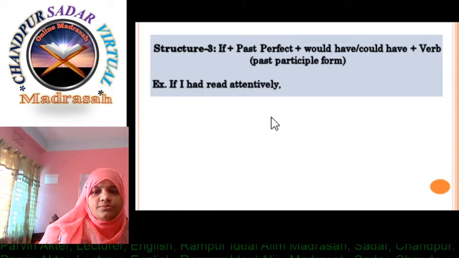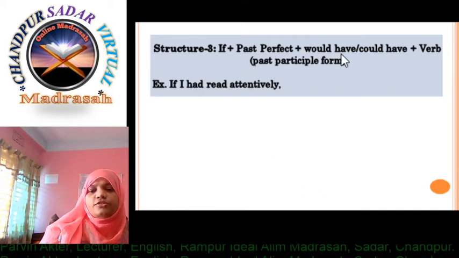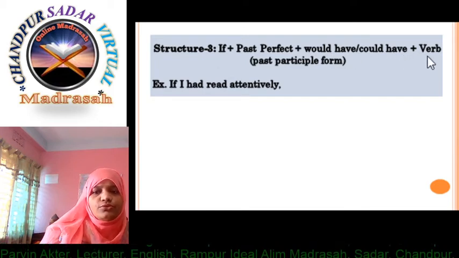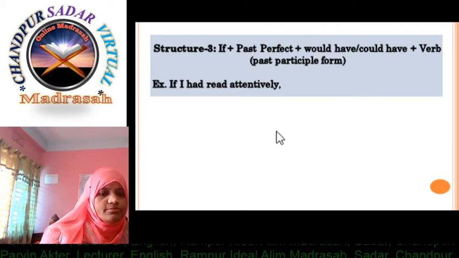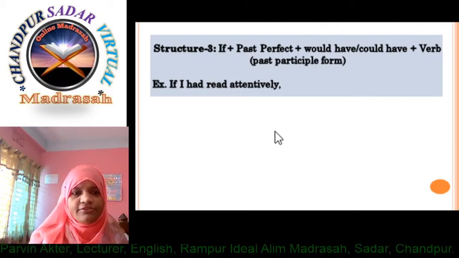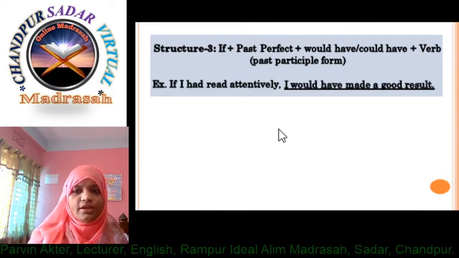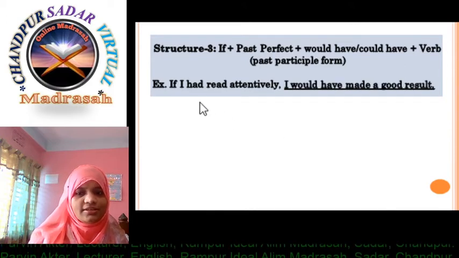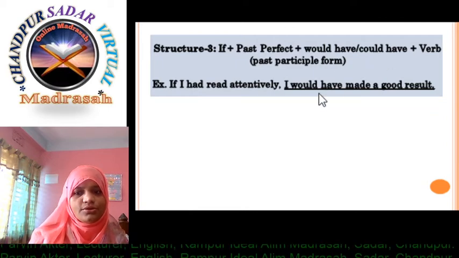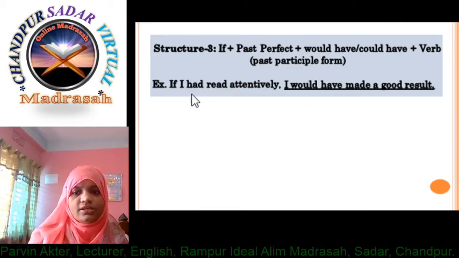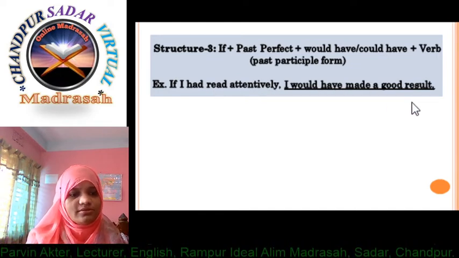Then structure 3. Past perfect. In the case of past perfect, you have to use would have or could have, then verb 3. That means past participle form of verb. Look at the example: If I had read attentively, I would have made a good result. Clear? In the case of had, you have to use would or could, would have, then verb 3, made.